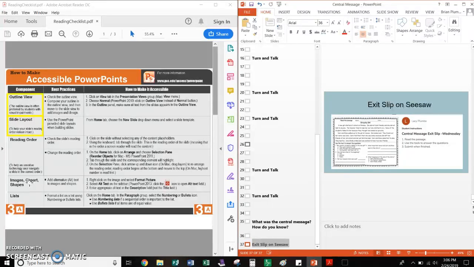Images, clip art. I used the pictures directly from the text. I didn't explain what was happening in the picture or anything like that. I just pulled it from the book.